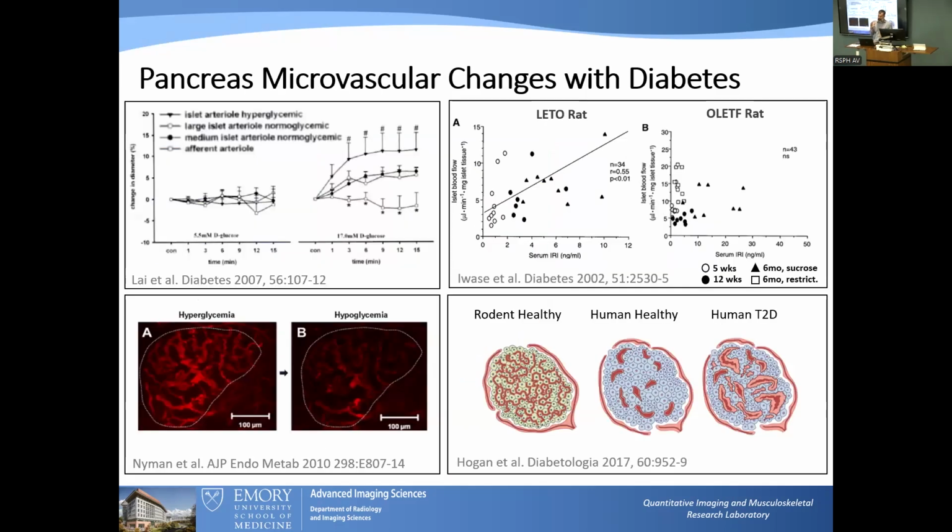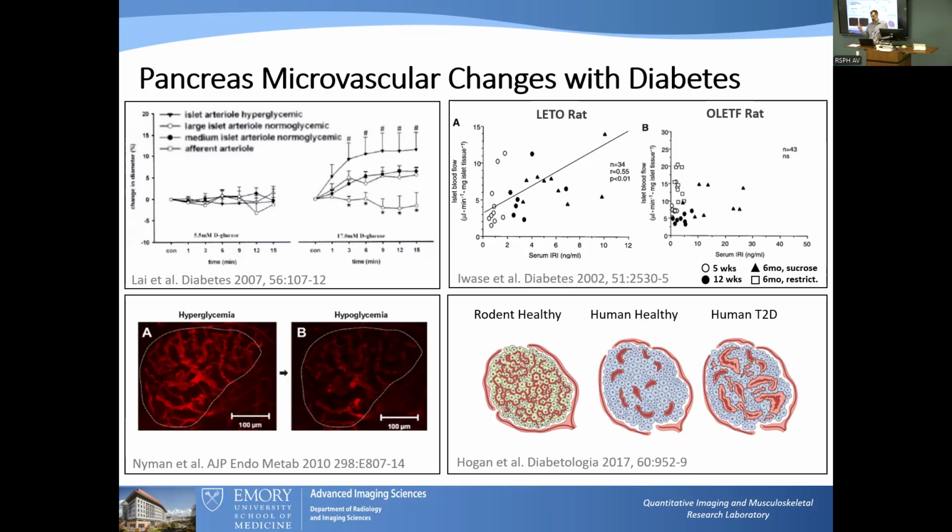I want to shift gears a little bit and talk about some microvascular changes that occur in the endocrine pancreas with diabetes. And you might think, well, what do we care? I mean, microvasculature, of course, is important. But in terms of the endocrine pancreas, even though it only occupies 1% of the pancreas by volume, it demands 20% of the blood flow of the entire pancreas, which is about 5 to 10-fold that of the exocrine pancreas.